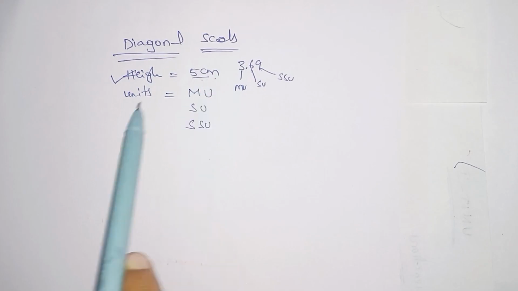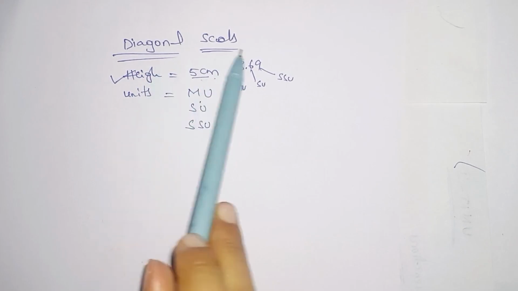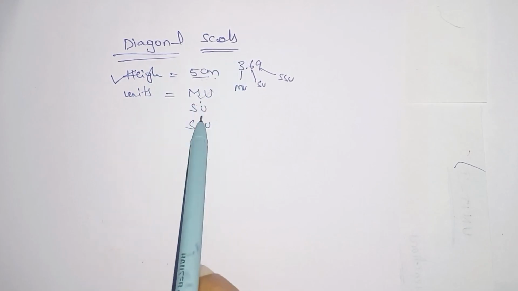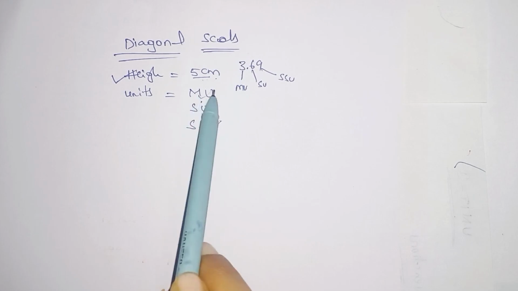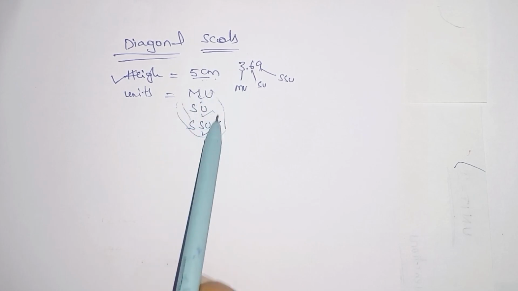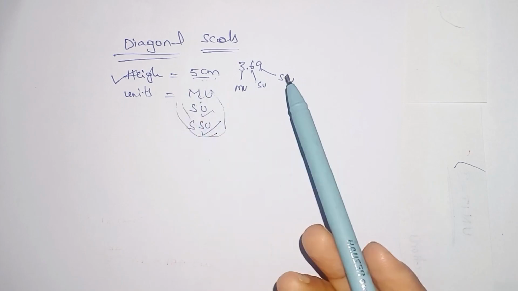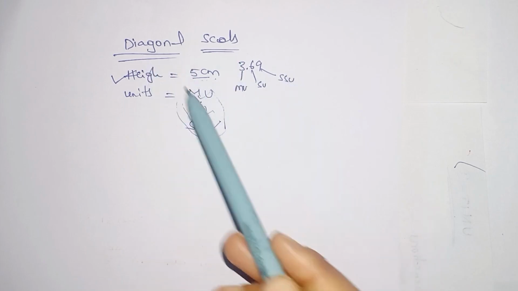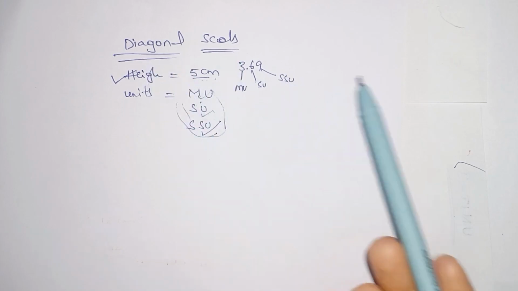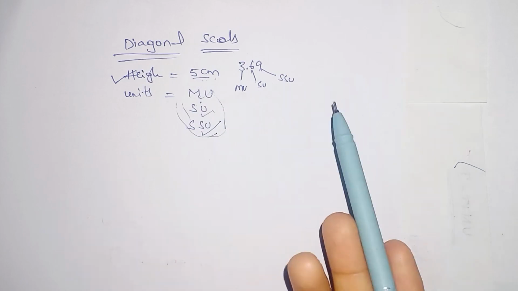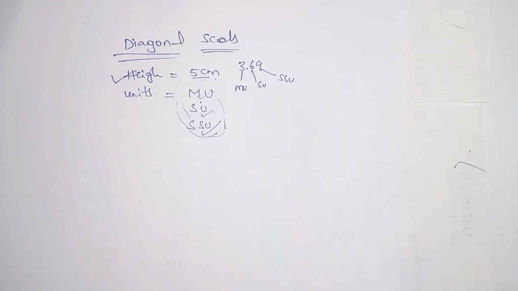Height is 5 centimeters, and here we have to mention the diagonal scale with only 3 units: main unit, sub unit, sub unit. You have to identify either the 3 main units given, draw a construction, draw a scale, which means you have to follow the diagonal scale rules and regulations, or else you have to directly construct a diagonal scale. Either way, you have to follow the diagonal scale rules and regulations.